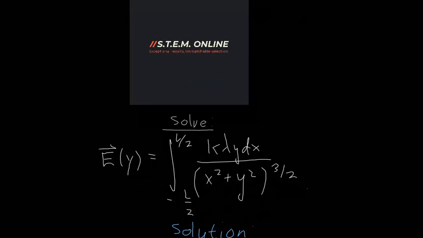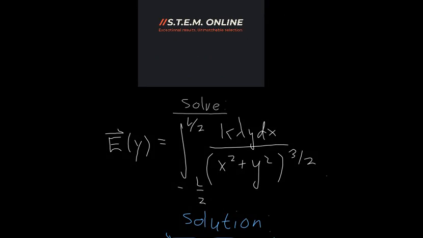The problem that we're looking at is this particular integral, okay? We're looking to solve that the electric field vector as a function of y is this integral from minus L over 2 to L over 2 of Coulomb's constant, k is Coulomb's constant, times the linear charge density lambda times y dx all over x squared plus y squared all to the 3 halves.